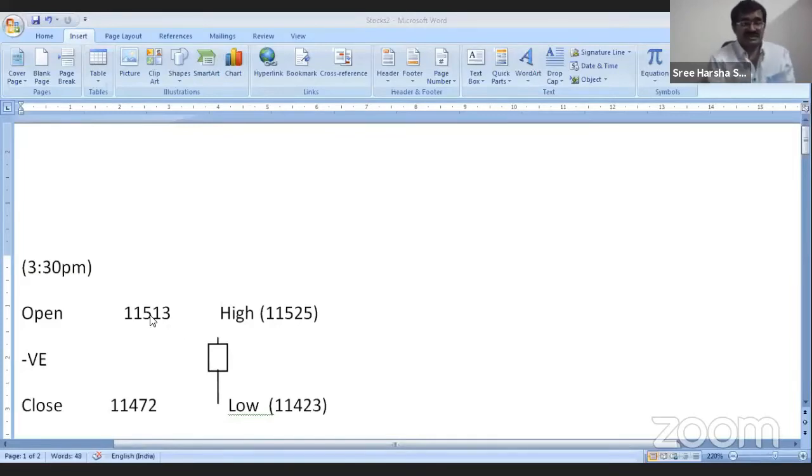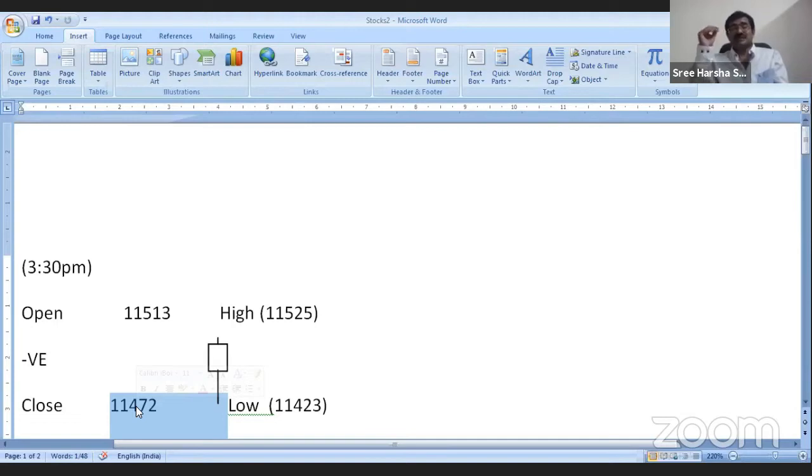Let's come back to our original example. We started at 11,513 and we closed at 11,472. Overall, the price may show that the market is positive, but what is happening is that at the higher level, selling has come. So it is a negative candle. This is the biggest thing we are able to see when you look at a candlestick chart. There is a lot of difference which will happen.